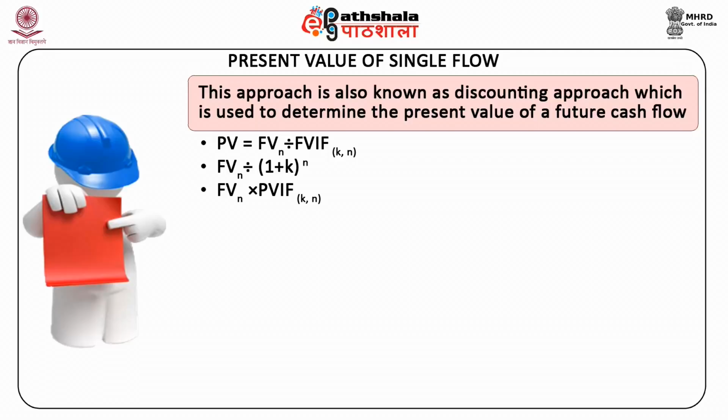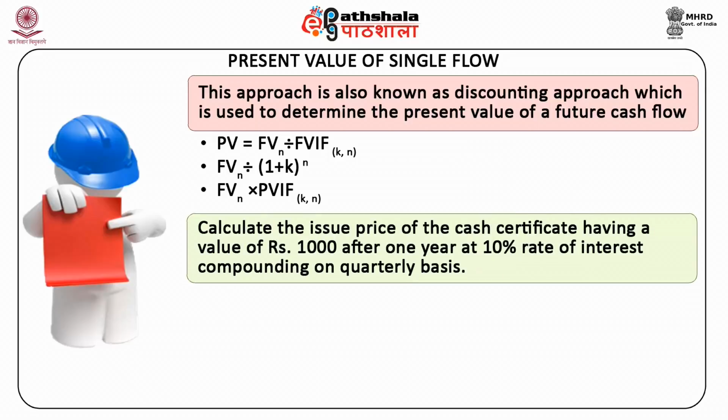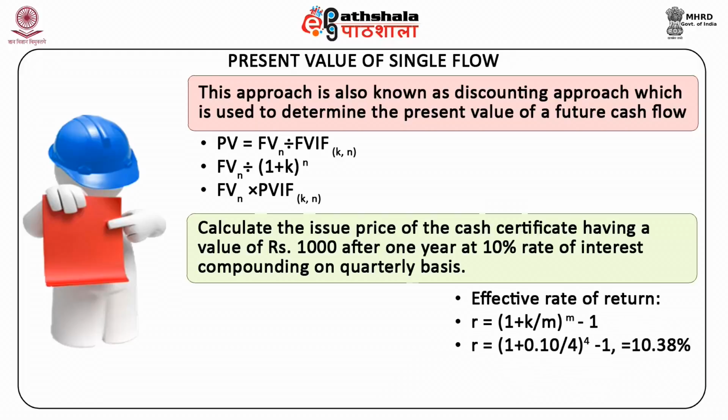Example: Calculate the issue price of a cash certificate having a value of rupees 1000 after 1 year at 10% rate of interest compounded on a quarterly basis. Solution: effective rate of return R is equal to (1 plus K divided by M) raised to power M, minus 1, is equal to R. (1 plus 0.10 divided by 4) raised to power 4, minus 1, which simplifies to 10.38%.